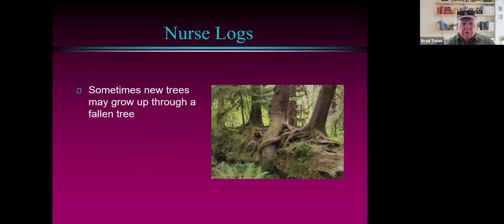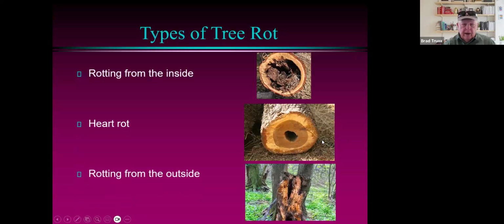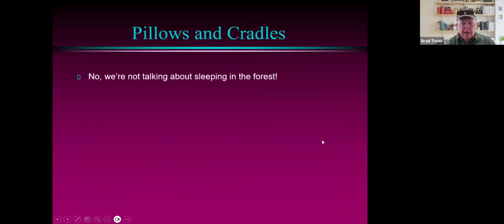Sometimes new trees will grow up right through a fallen tree, and such fallen trees are called nurse logs. Here you can see a fallen tree that's decaying, and these other trees actually grew up right through it. So that's a classic nurse log. This is showing the types of rot: rotting from the inside, heart rot, and rotting from the outside.